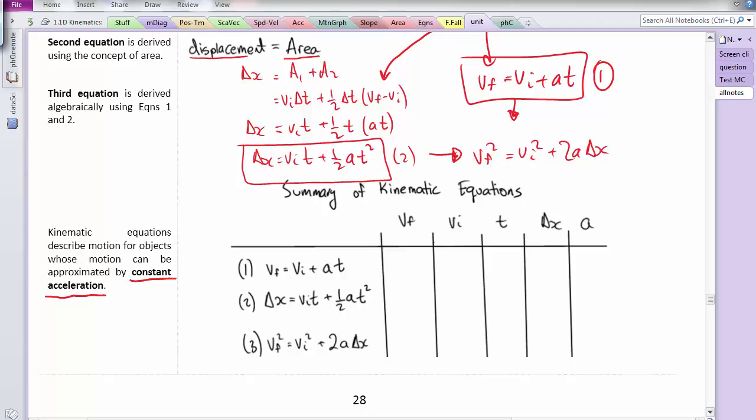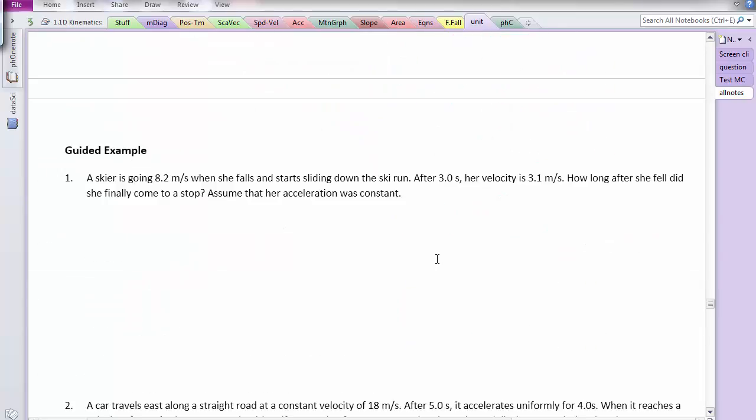So equation 1 has VF, it has VI, it has time, it doesn't have delta X, and it has acceleration. Equation 2 doesn't have VF, but it has VI, it has T, it has delta X, and it has acceleration. And in this case here, we don't have delta T, but we have all the other quantities. So depending on what the problem is, we'll be using different equations. So let's have a look here.